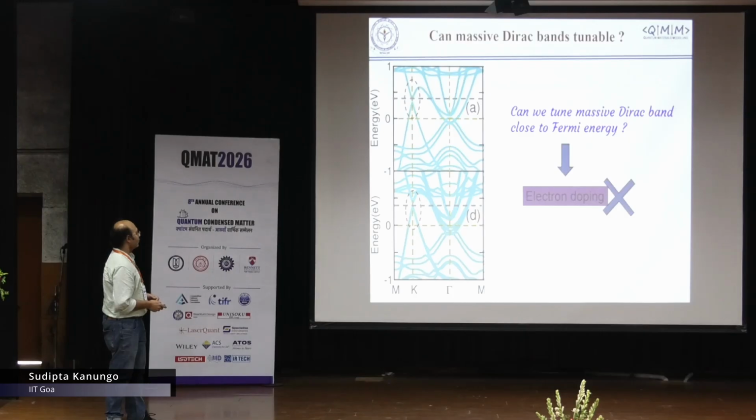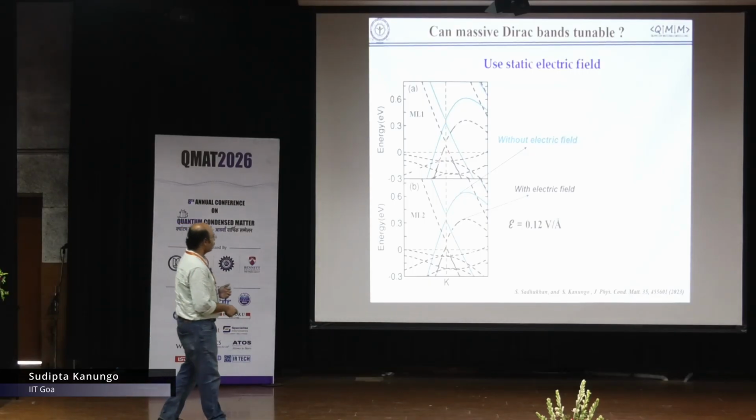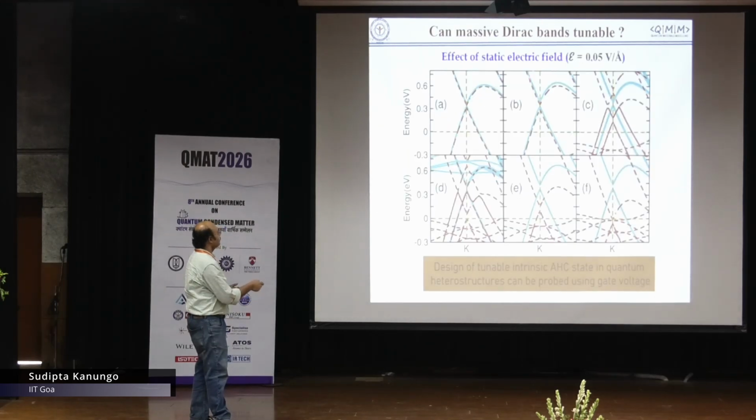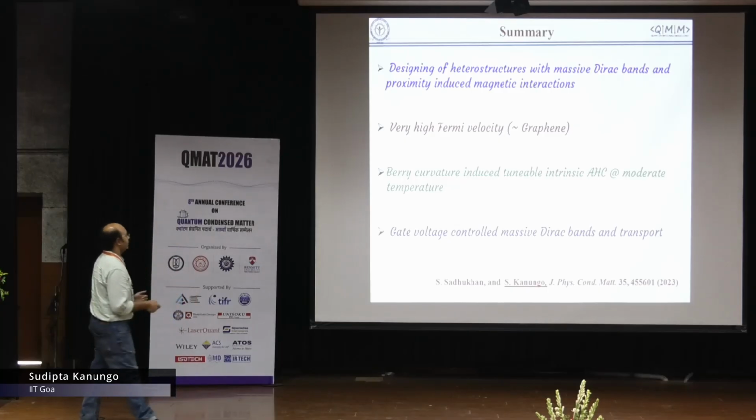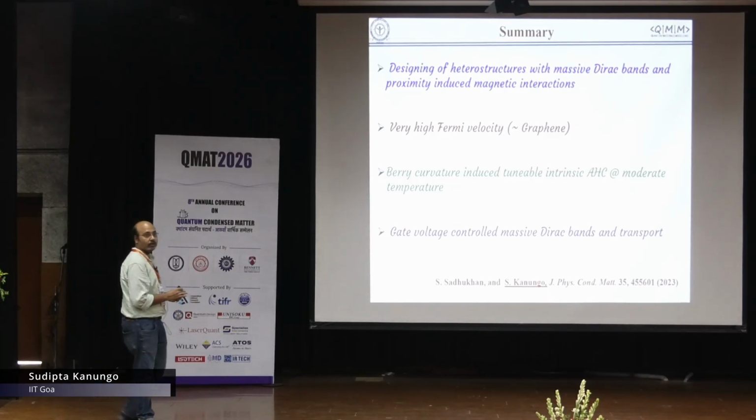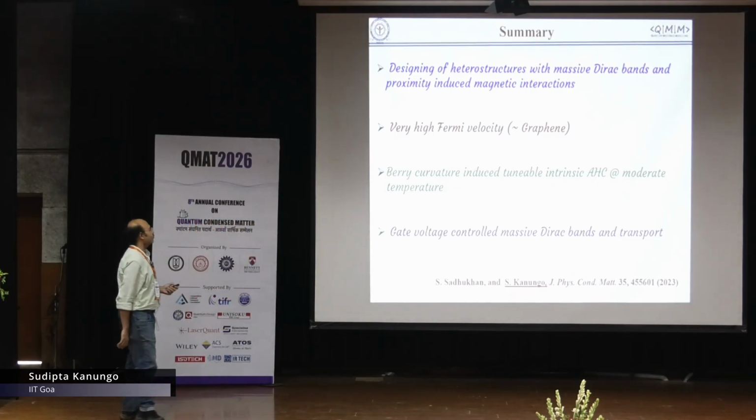Okay, so now how can we tune this band structure which is away from the Fermi energy? If we add an electric field, technically we can pull it down close to the Fermi energy by a moderate electric field. And this is all the heterostructure, I am not going into the detail. So the last summary is that you can do gate voltage control of the massive Dirac, and bring it close to the Fermi energy, useful for transport.